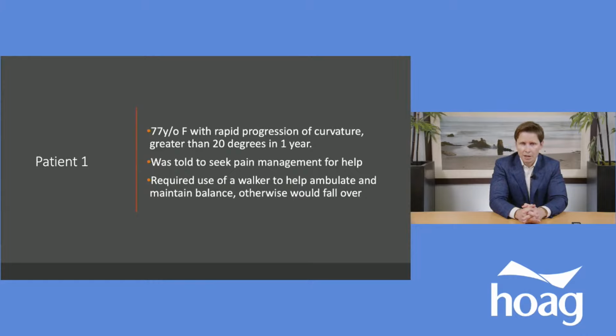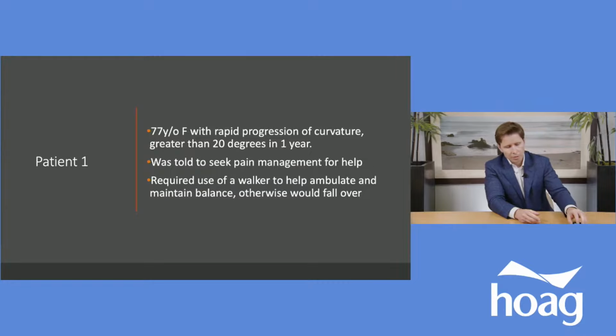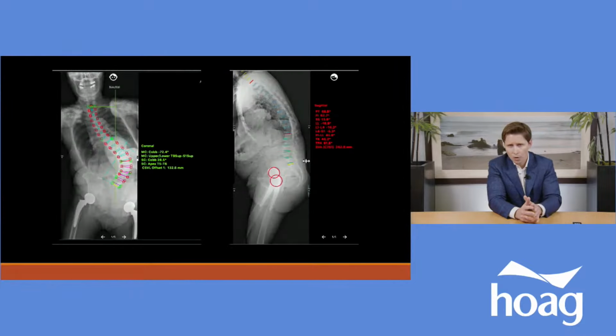In the first case, this is a 77-year-old female with a rapid progression of curvature greater than 20 degrees in 1 year. When she sought help from her primary care provider at an outside hospital, she was referred for pain management. She was told that she was not a candidate for surgery and that the level of deformity was far too great. Subsequently, she required the use of a walker to help ambulate and maintain balance due to instability. We can see here her radiographs.